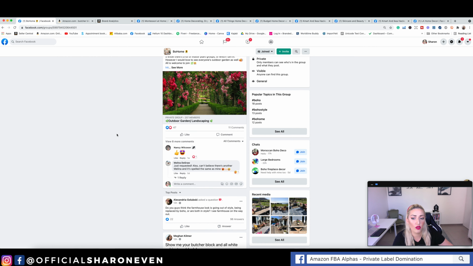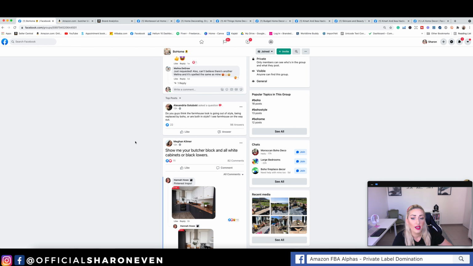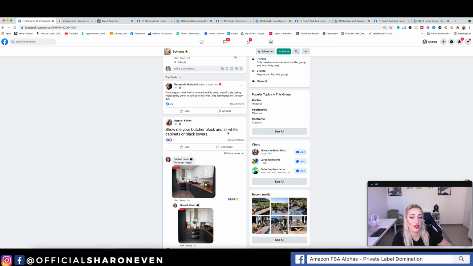So as I scroll through this group, I found this post from 12 hours ago, and it says, show me your butcher block and all white cabinets or black lowers. Now, I don't know if butcher block is a thing in America, or maybe it's a thing and I just don't use butcher blocks. I didn't really know what it was. So I opened up the comments. I saw there were 82 comments here. And by the way, look at this one over here. Do you guys think that farmhouse look is going out of style, being replaced by boho, or both? There's 98 answers here. So this is a very, very active group.